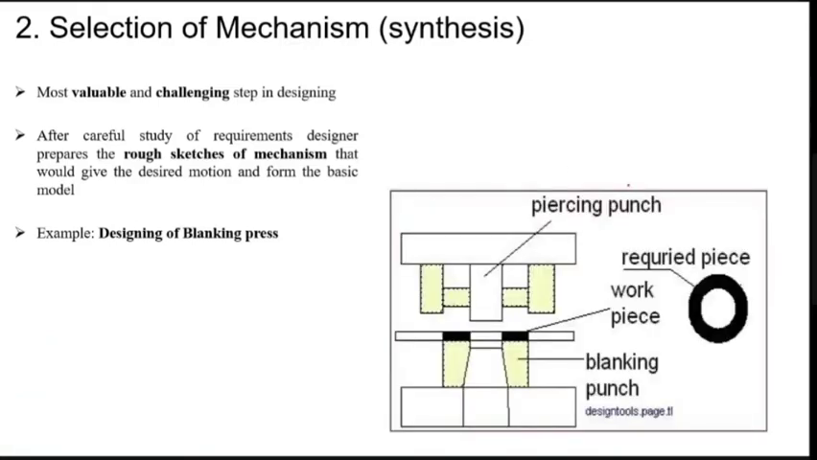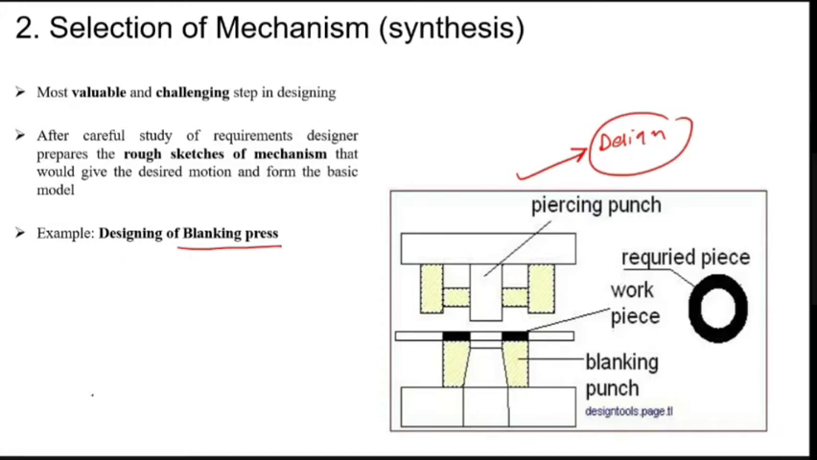For example, let us say designing of a blanking press. Now this is a blanking press which you have already studied in the production process. Now let us say you want to design and manufacture this piercing punch as well as this blanking punch. Whenever you want to design and manufacture this, obviously it will have some motion. Let us say it will have some relative motion. So to get that output motion, you should decide some mechanism.